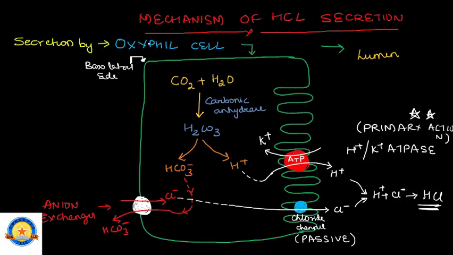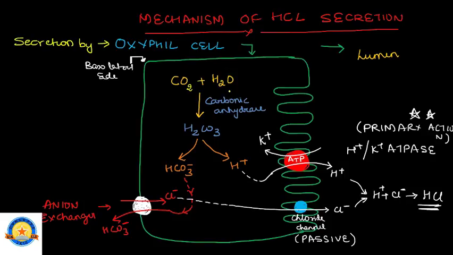Inside the cell, it produces CO2 by metabolism. It already has water. So CO2 plus water, in the presence of which enzyme? Carbonic anhydrase combines them to form H2CO3. H2CO3 again splits. What is the splitting enzyme? It is again carbonic anhydrase only. So it splits to form a bicarbonate ion and an H positive ion.